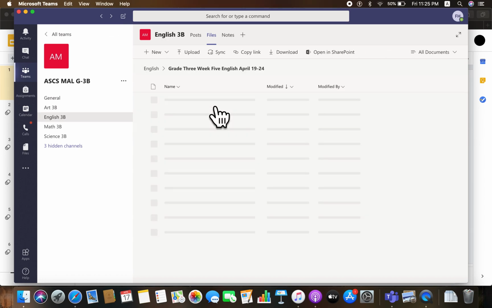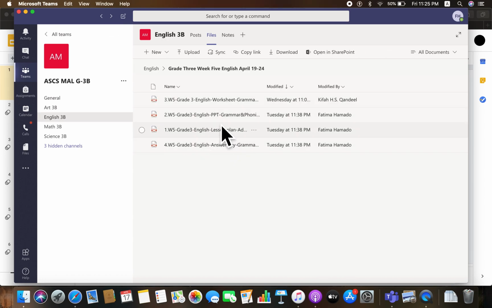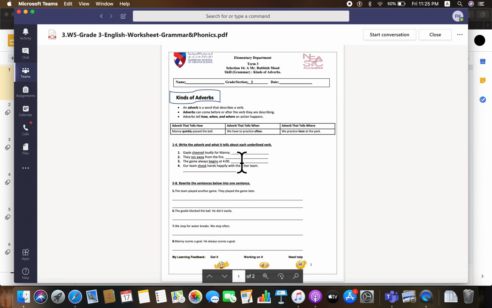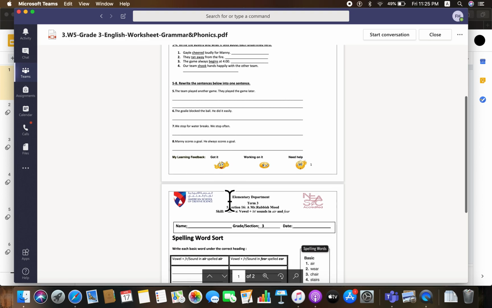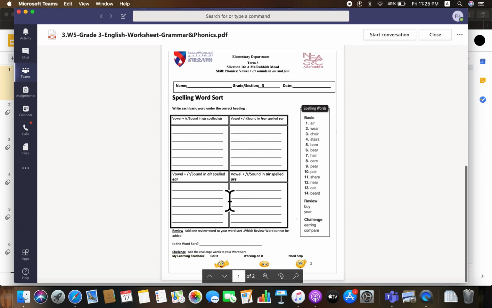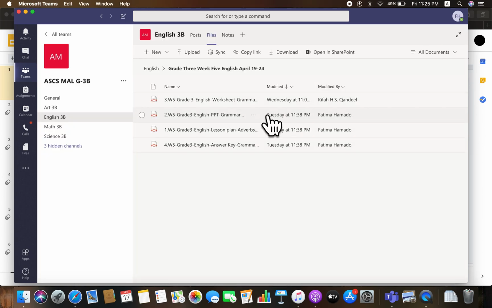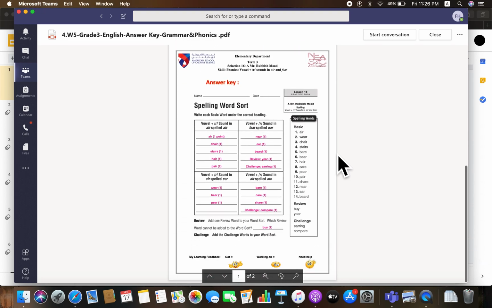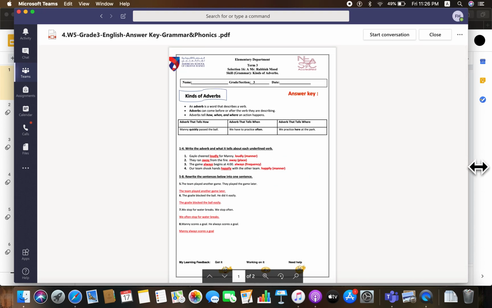Now, if you go to this file again, you will find that we have also attached the worksheets. And we have 2 worksheets because we will be doing grammar and phonics. The first worksheet is the kinds of adverbs, and the second worksheet is a spelling word sort. Students, after they complete the worksheet, can self-assess using the answer key. And we've attached the answer key for both our worksheets.